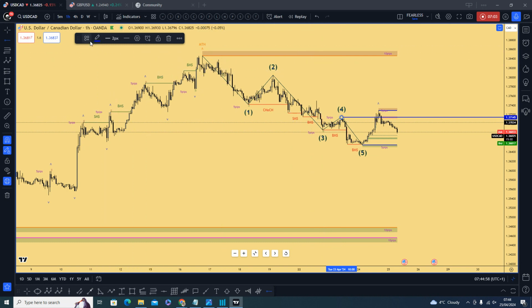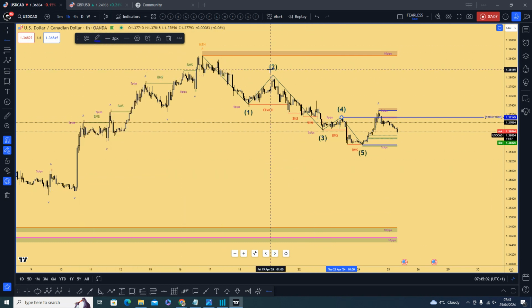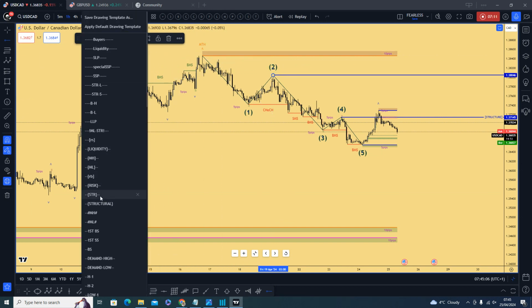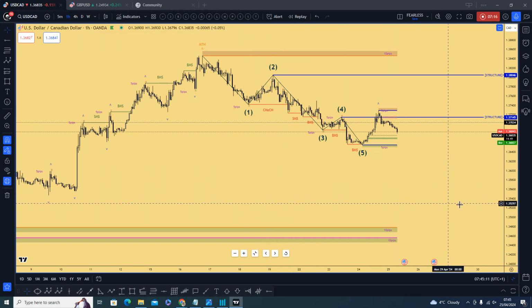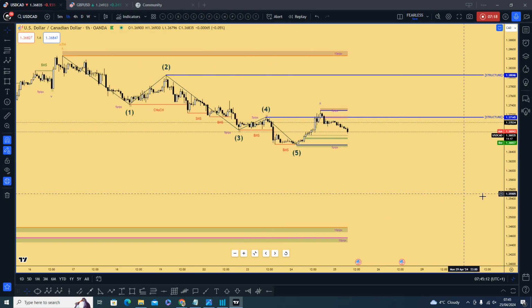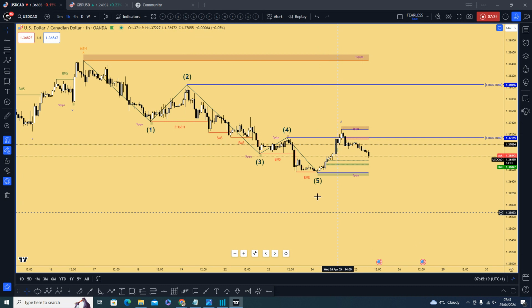We draw the structures. I like to do it because you may forget, and if you don't have it on your chart, it may come back later to haunt you. So I like to do it like that. So we have 0, 1, 2, 3, 4, 5. So that is the end of the wave structure, and then we have this break.